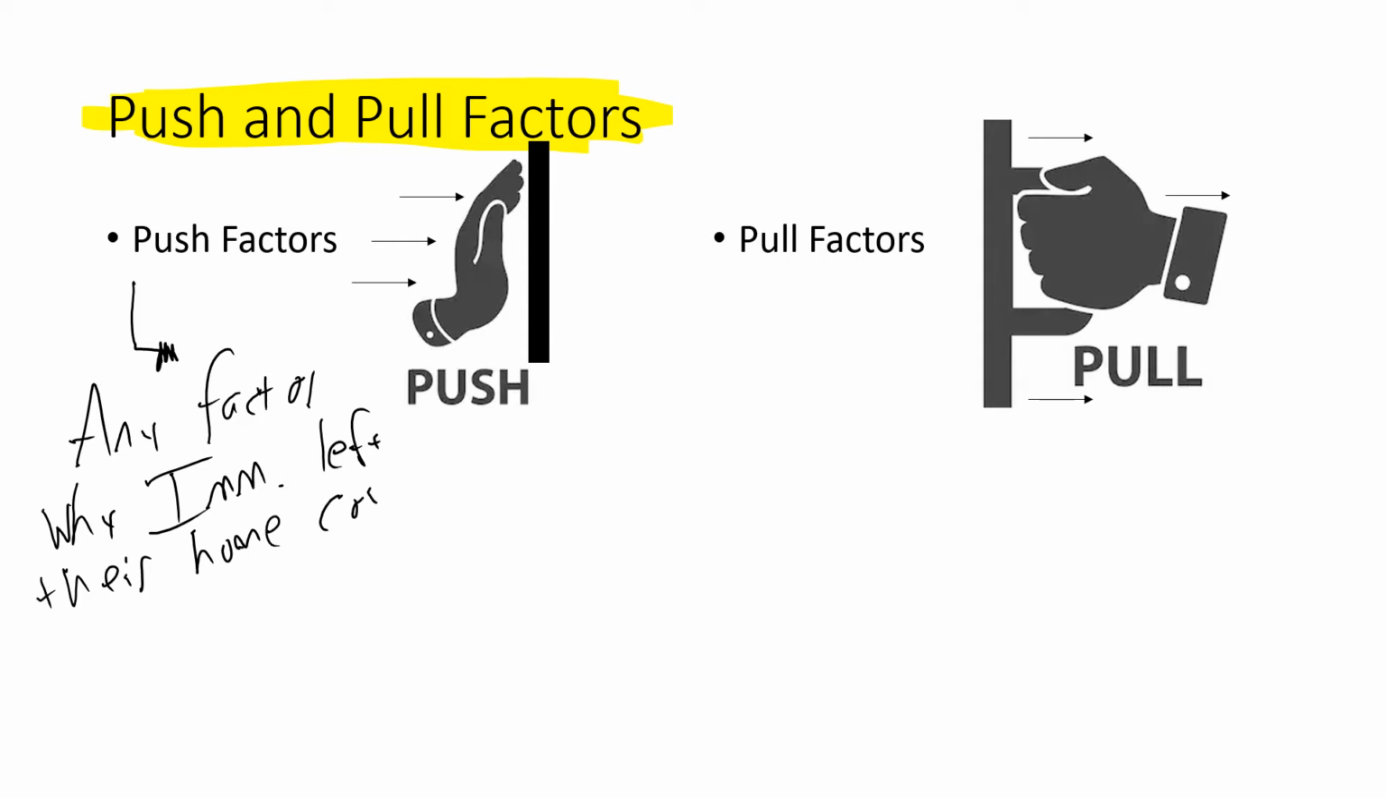So basically push refers to what was pushing them out of their country. Like, what are some reasons they would have left? And some of these push factors are very, very easy to understand. For instance, the old immigrants, their major push factors that pushed them out of their country, one was called the Irish potato famine.